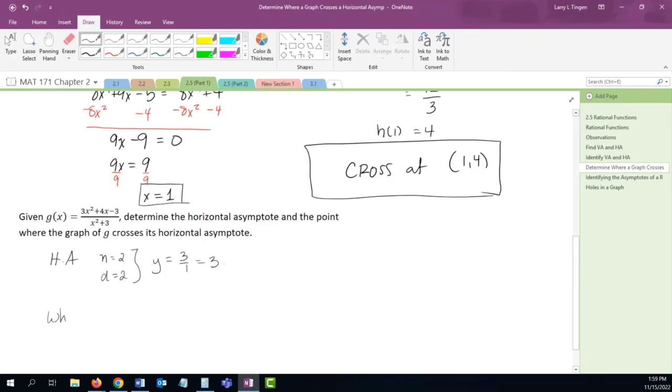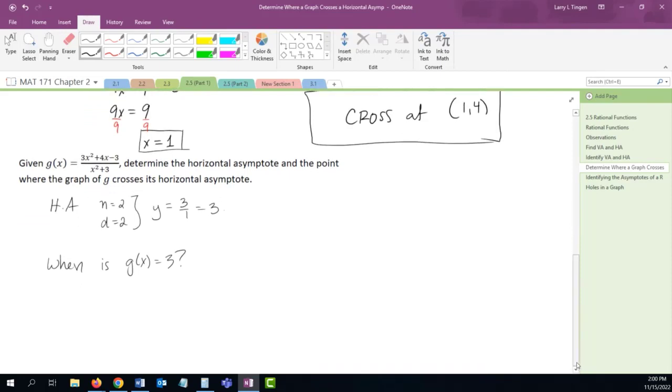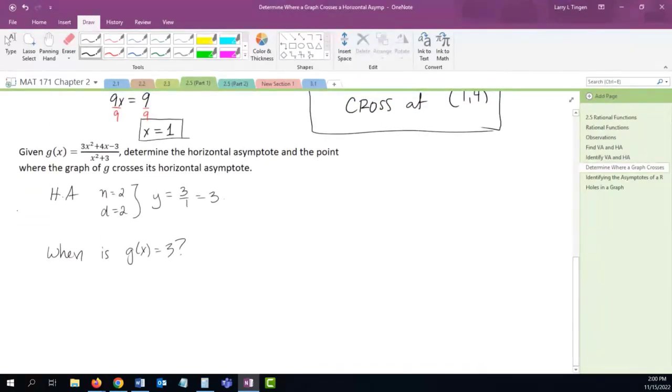So then, just like before, when is g of x equal to 3? In this one, you're given the y value, and they're asking what value of x makes this happen. G of x is 3x squared plus 4x minus 3 over x squared plus 3. I want to know when that equals 3, so I'm going to cross multiply.